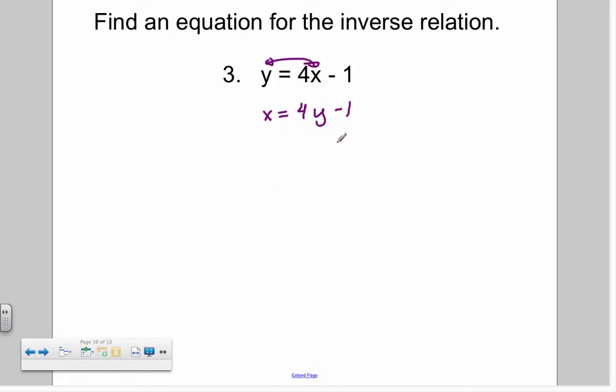So I'm going to start to get y by itself by adding 1 to both sides. That gives me x plus 1 equals 4y, and then I divide by 4. So my inverse function is x plus 1 over 4 equals y. I could also write this as 1/4 x plus 1/4 equals y. Either of those are correct.